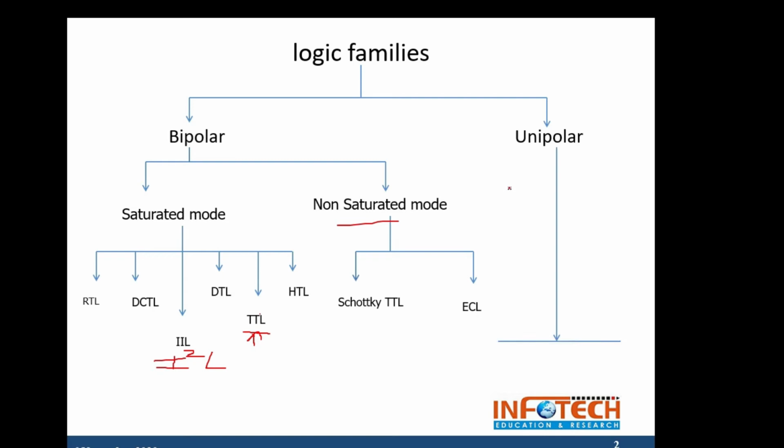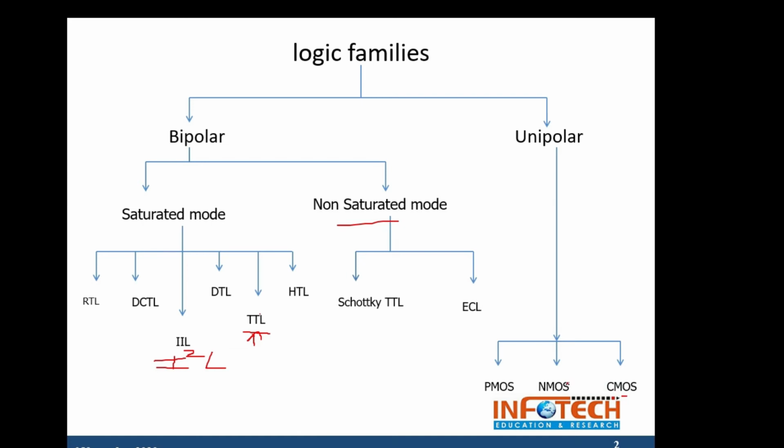And the unipolar is divided into PMOS, which means P-channel metal oxide semiconductor, NMOS, N-channel metal oxide semiconductor, and complementary metal oxide semiconductor, that is the CMOS here.